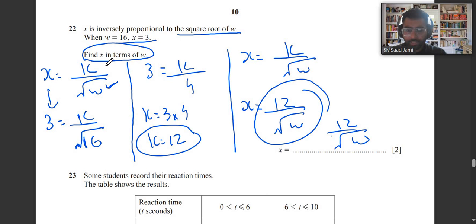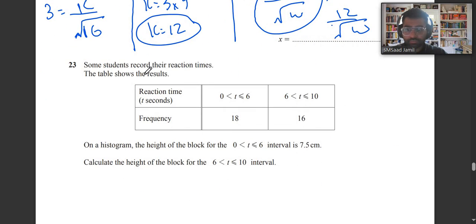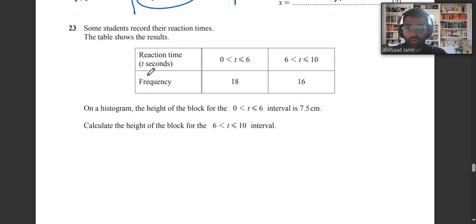Okay. Next question. Some students record their reaction times. The table shows it. On a histogram, the height of the block from 0 to 6 is 7.5. Calculate the height of the block from 6 to 10. Now in this question, they have given reaction time 0 to 6 and then 6 to 10, then frequency. And it says on a histogram, the height of the block from 0 to 6 is 7.5. Calculate the height of the block for 6 to 10 interval.